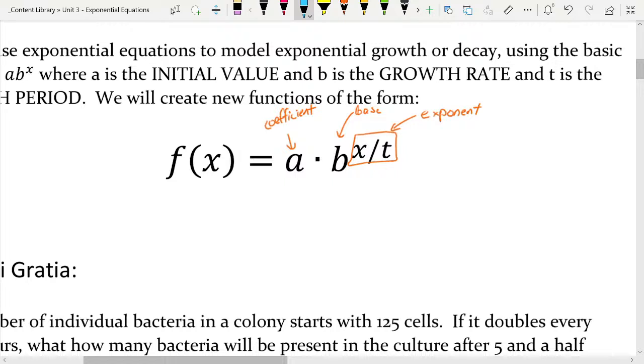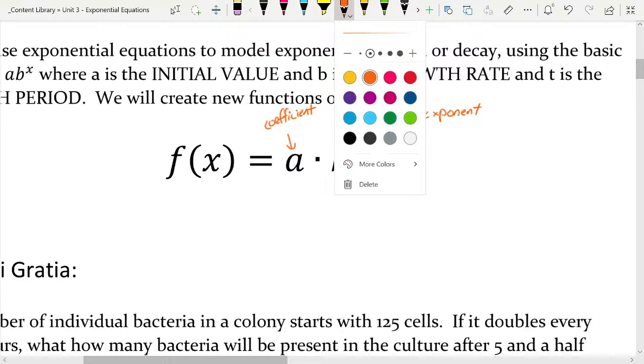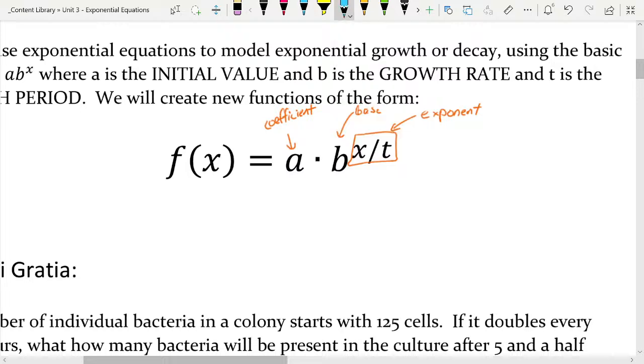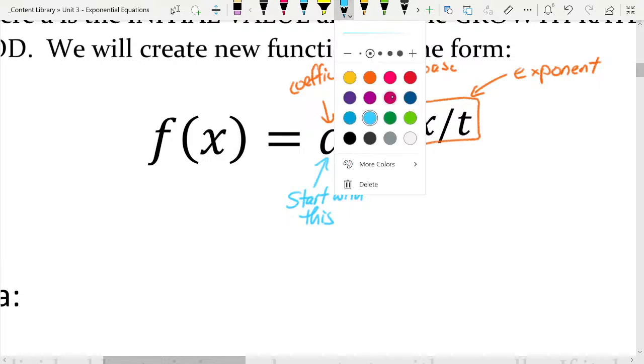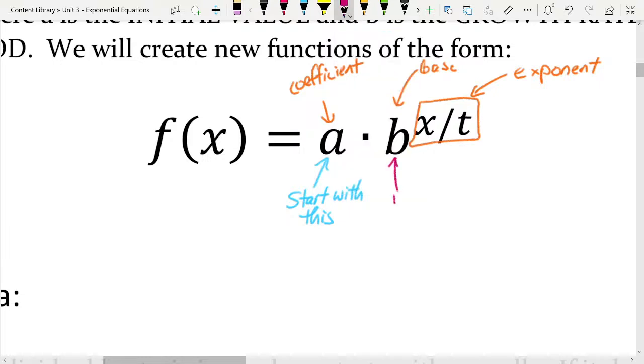In math, it's always better to have a sense of what an equation is telling us. And so what this equation tells us is this. It says start with this. And then what are we doing? We're multiplying. So now multiply it by this. And interestingly, we have no variables yet.